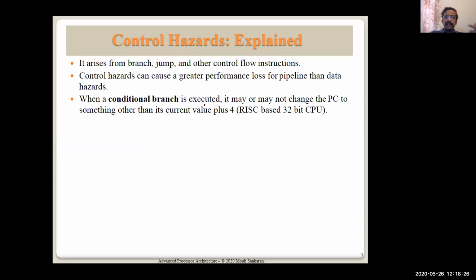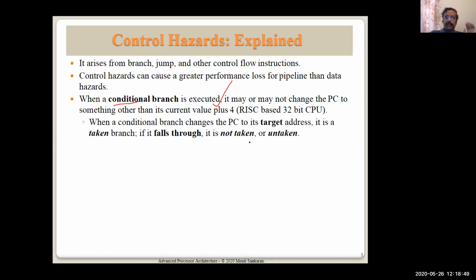So a conditional branch is executed. When it is executed, it may or may not change the PC. Again, if it is a conditional branch, the flow control may happen or may not happen. It depends on the flag value. So because of that, you have to make a decision in the ID stage whether the PC has to be loaded with a new value or it can continue with the previous one.